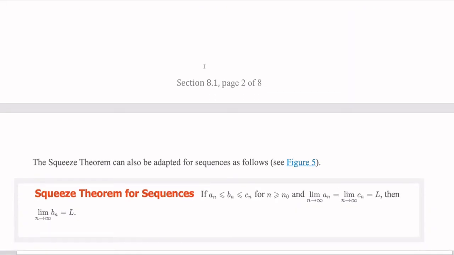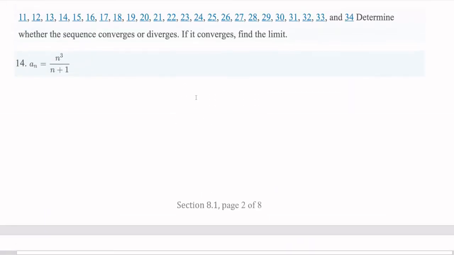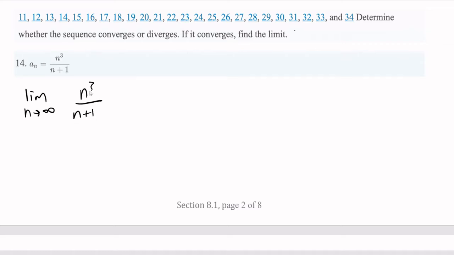So this video is going to be just a ton of examples. We're just going to crunch through a bunch of examples of these, and we're going to get a bunch of different tools for working with sequences, like the theorem we just got. We're going to try to apply them. So we have a sequence here. The question is, what happens as n goes to infinity for n cubed over n plus 1?